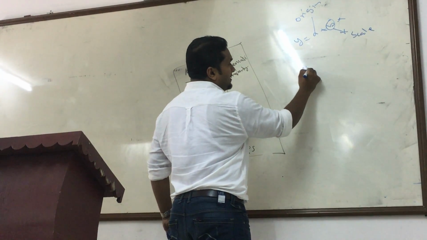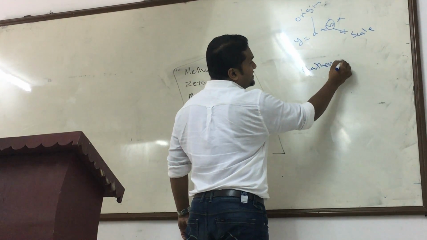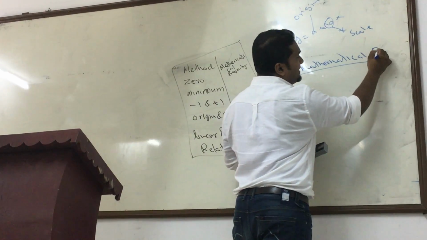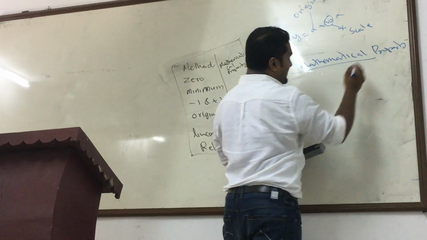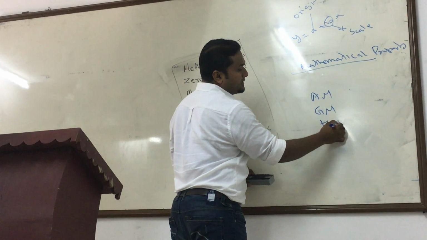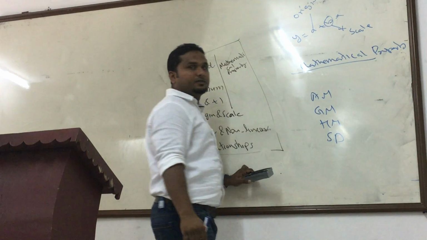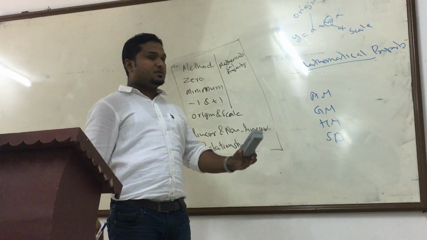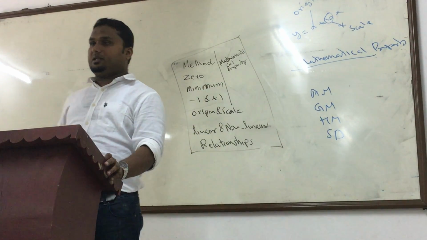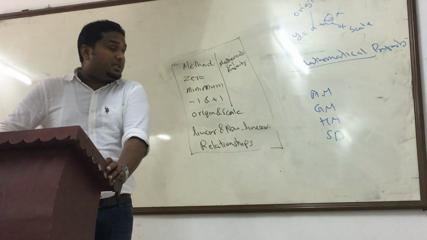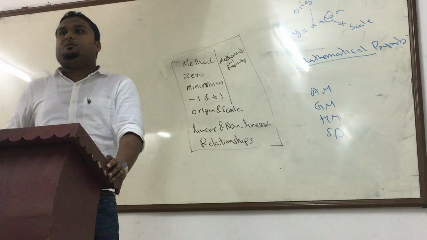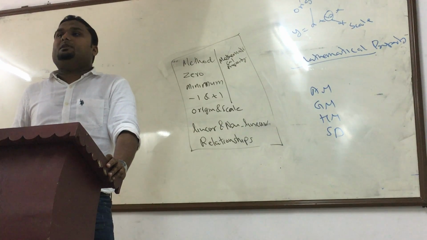Mathematical property. Only 4 measures have mathematical property. They are, first one is arithmetic mean, second one is GM, next is HM, and the last one is standard deviation. Arithmetic mean has mathematical property, GM has mathematical property, HM has mathematical property, standard deviation has mathematical property.